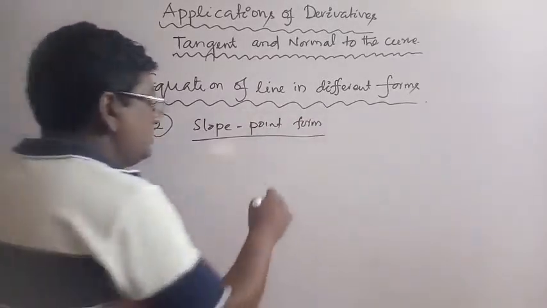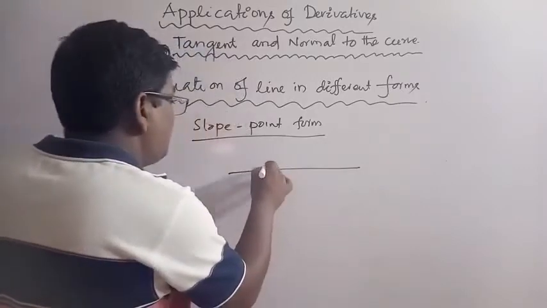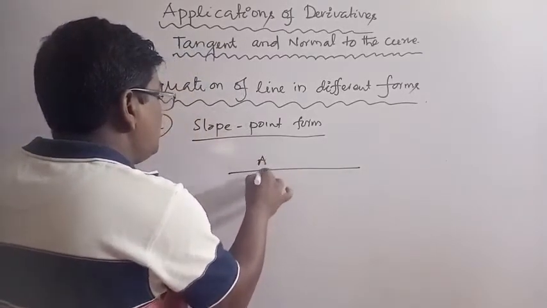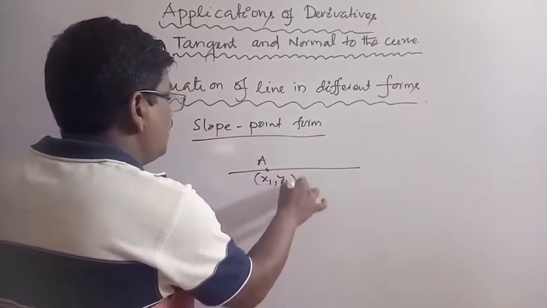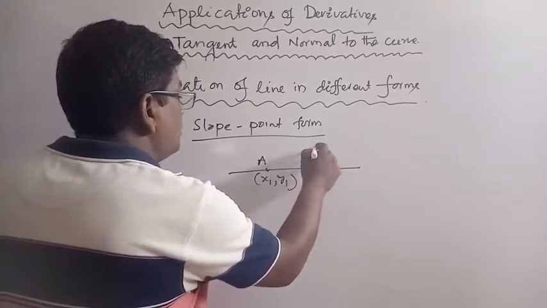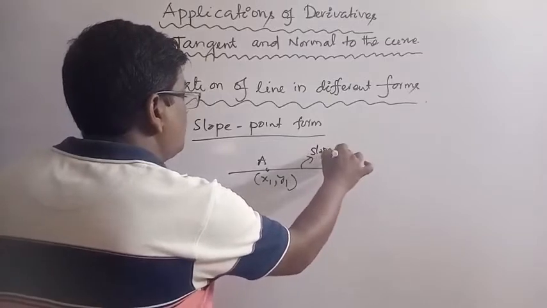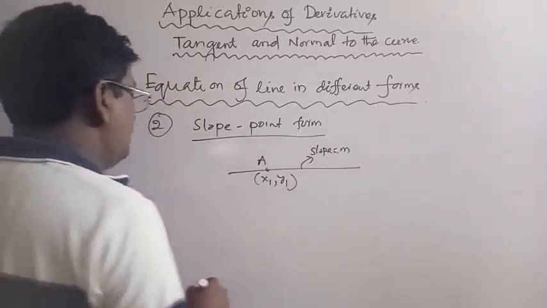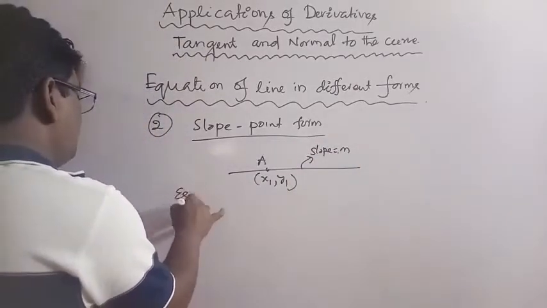Slope point form. Here this is any given point, suppose A with coordinates x1, y1, and the slope is m. Then the equation of the line is what?